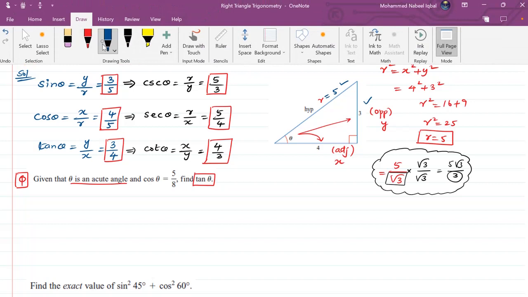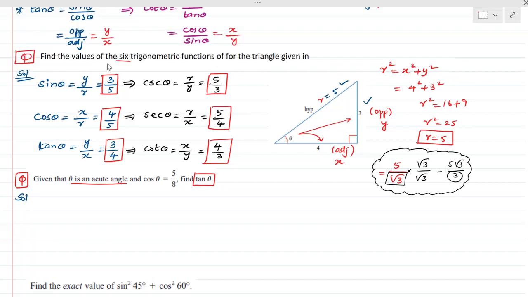Now as per the given question, what is given here? The solution given is cosine theta. Cosine theta is 5 over 8 and you are asked to find the tan theta. Tan theta is a question mark; you have to find only that. So what is cosine theta? Cosine theta is x over r.